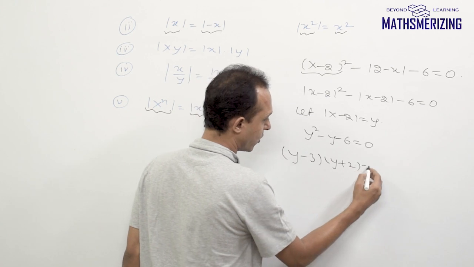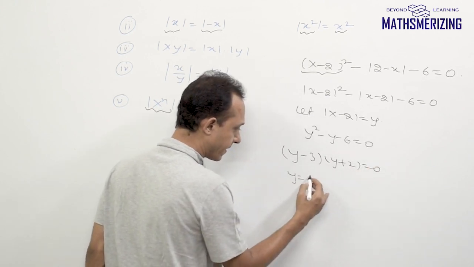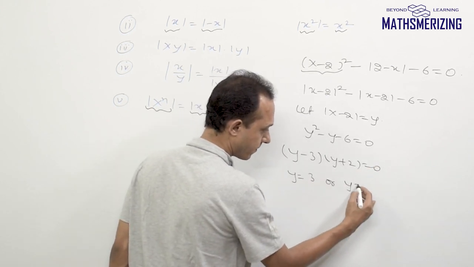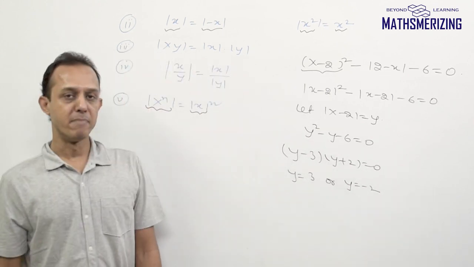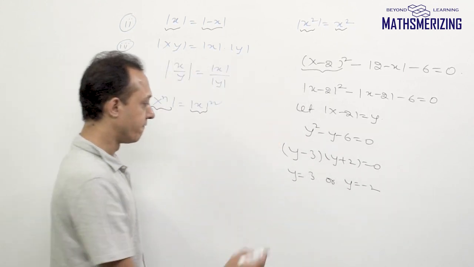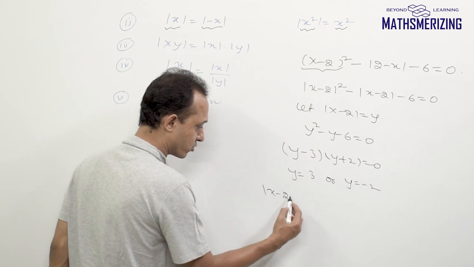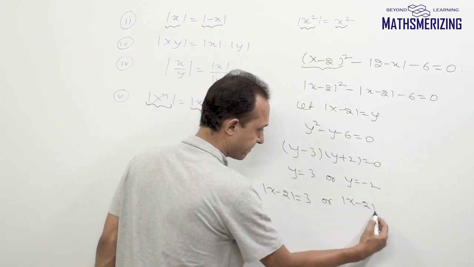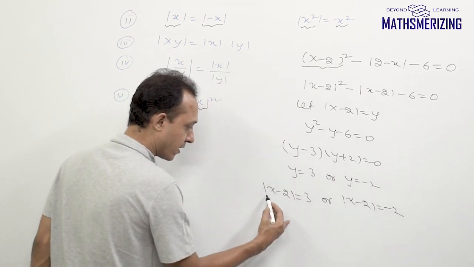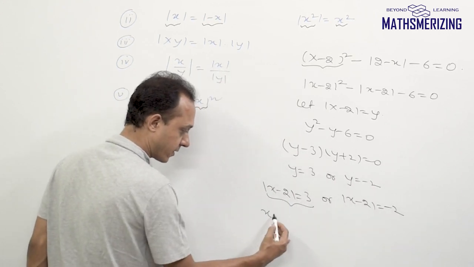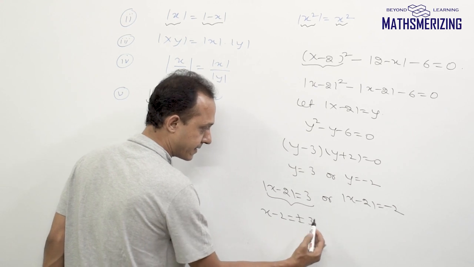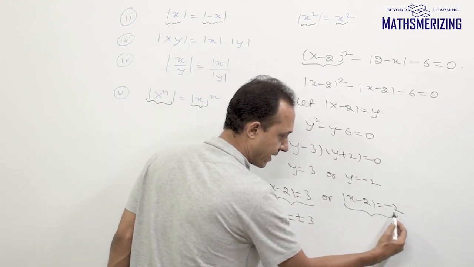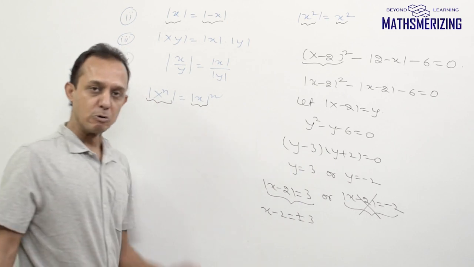If I solve this quadratic equation, I'll get y as either plus 3 or y equals minus 2. So I'll put the value of y, which is mod of x minus 2. So mod of x minus 2 is either 3, or mod of x minus 2 is minus 2. Now mod x equals a, when a is positive, gives x minus 2 as plus or minus 3, and mod of x equals minus a has no solution.